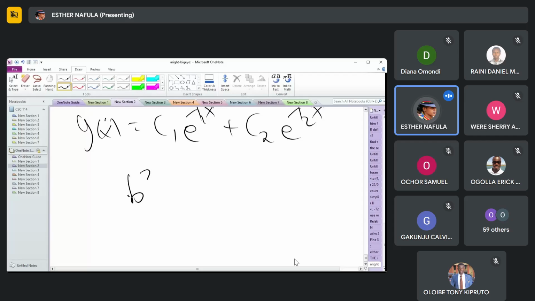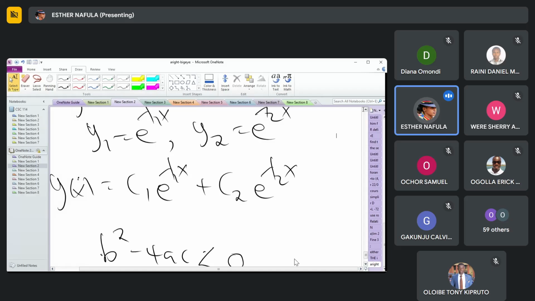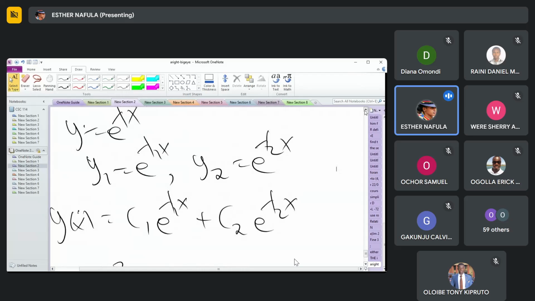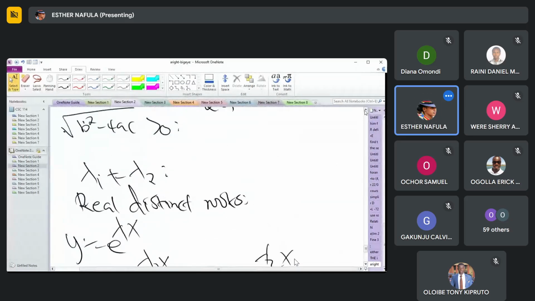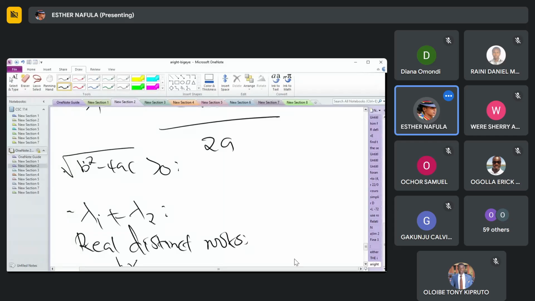B squared minus 4ac can be less than 0. Make that correction. It's not square root of b squared, it's b squared minus 4ac. Let me just scroll up. It's supposed to be b squared minus 4ac is greater than 0.